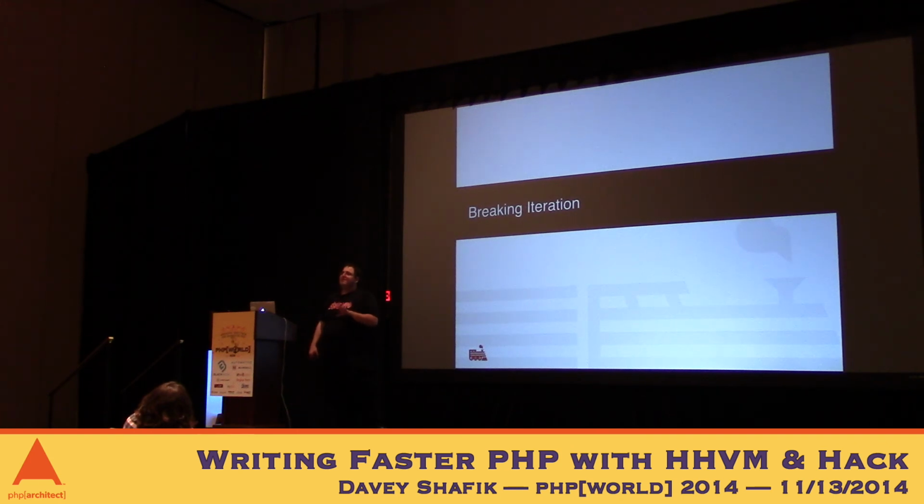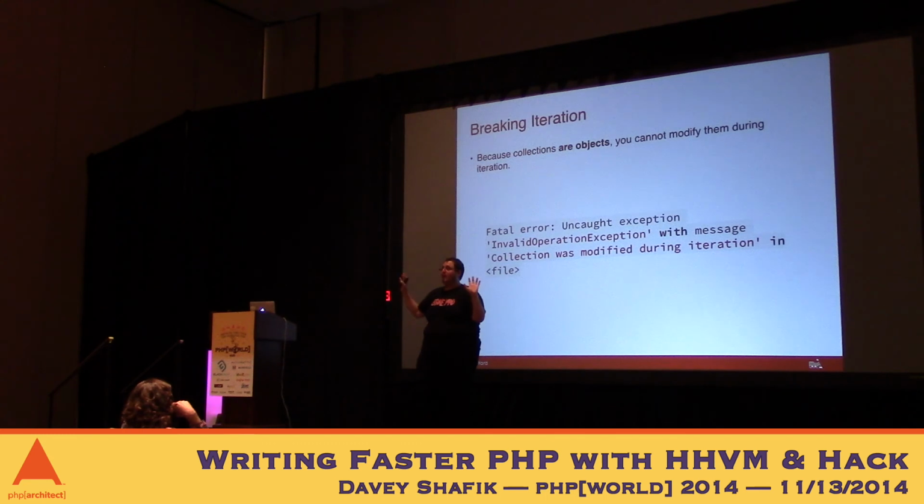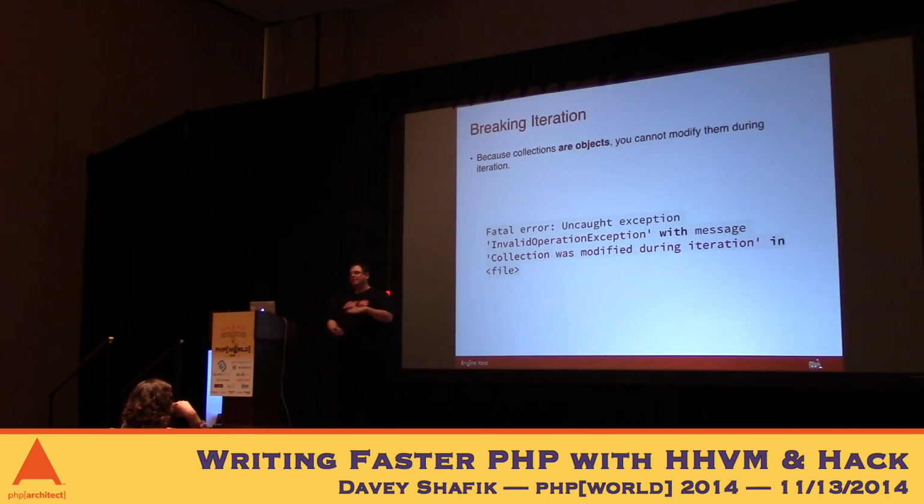Because these are objects, they don't have that protection. They could be anything. You could extend them to whatever you want. So what will happen is if you try to do that, it'll actually throw an exception. Fatal error, uncaught exception, invalid operation exception with message "collection was modified during iteration", and it'll bail out of the loop. So what that means is that you need to create a new structure within that loop rather than modifying the original one.